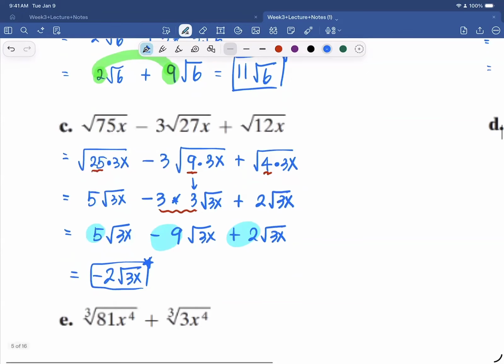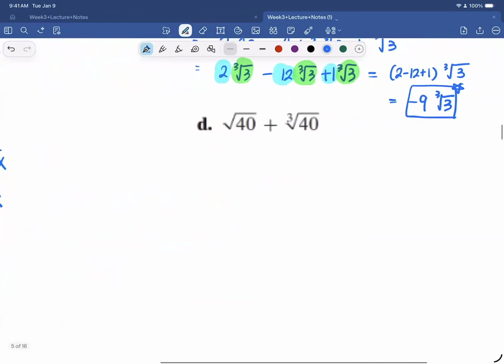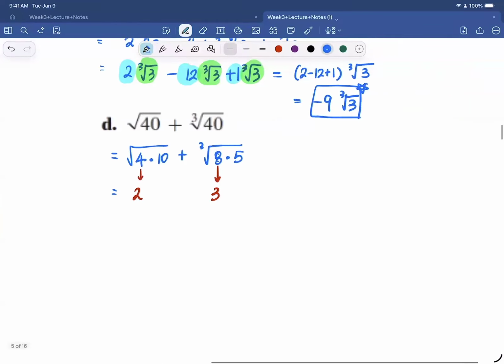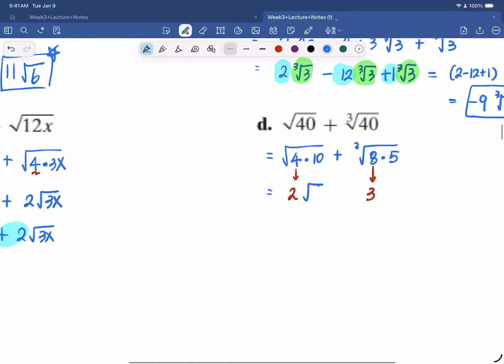No question? Letter D, we have a square root of 40 and a third root of 40. So the square root of 40, one of these must be a perfect square. So 4 times 10. And then third root of 8 times 5. 8 is a perfect cube, so this one is 2. This one is 3, right? And then square root of 10 and the third root of 5, right?